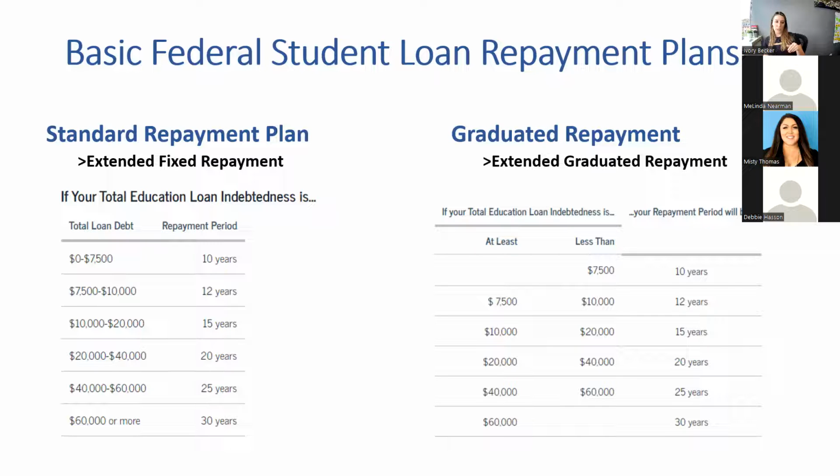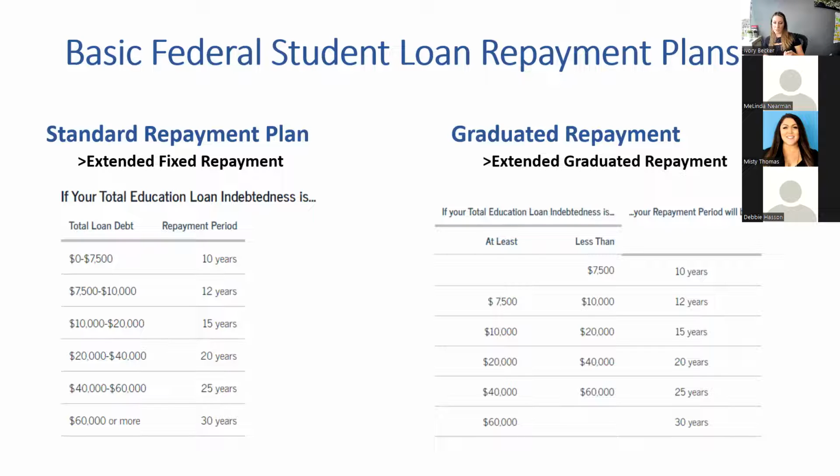When a standard repayment or a graduated repayment plan doesn't make sense would be if you are someone that will qualify for loan forgiveness. And we're going to look at the different loan forgiveness options and who qualifies in a couple slides as well.